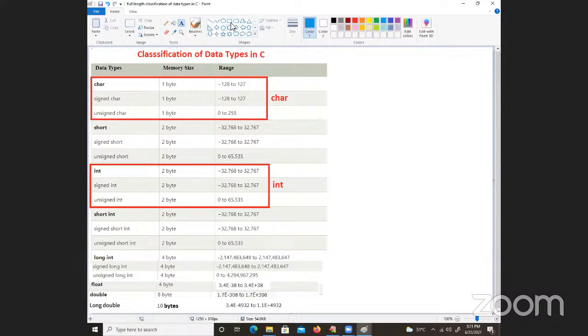There is one more thing which is not at all necessary to know. Short is equal to what? 2 bytes only, which is exactly equivalent to int. Is it necessary to learn or not? Not at all necessary, because short is one of the outdated parts. Int is also 2 bytes, so we need not worry about that.